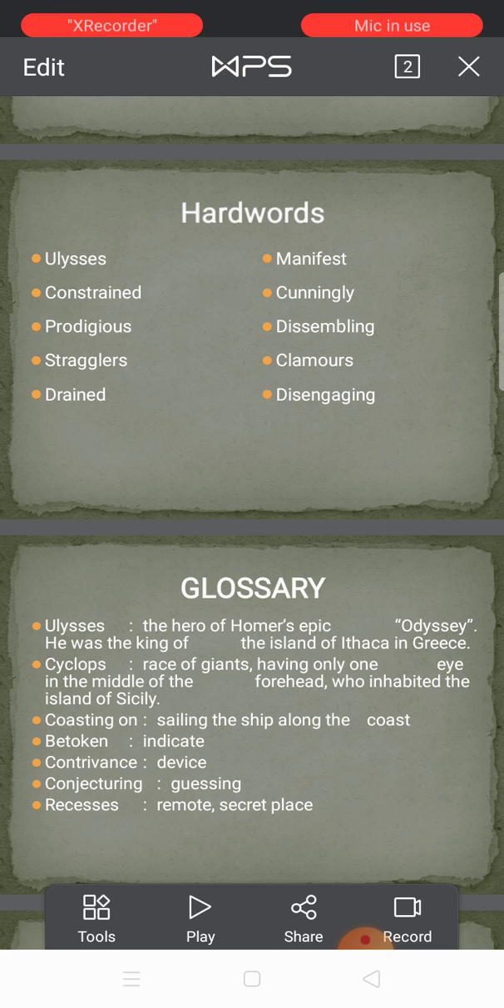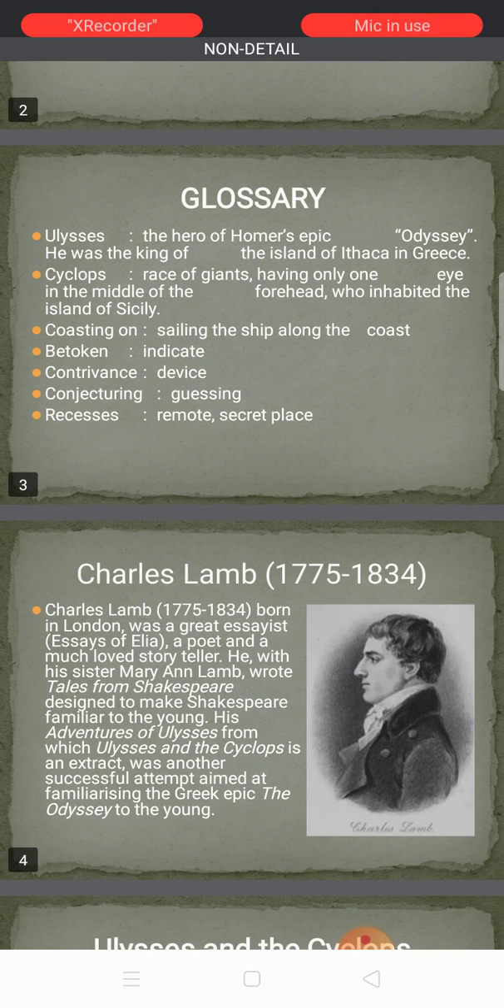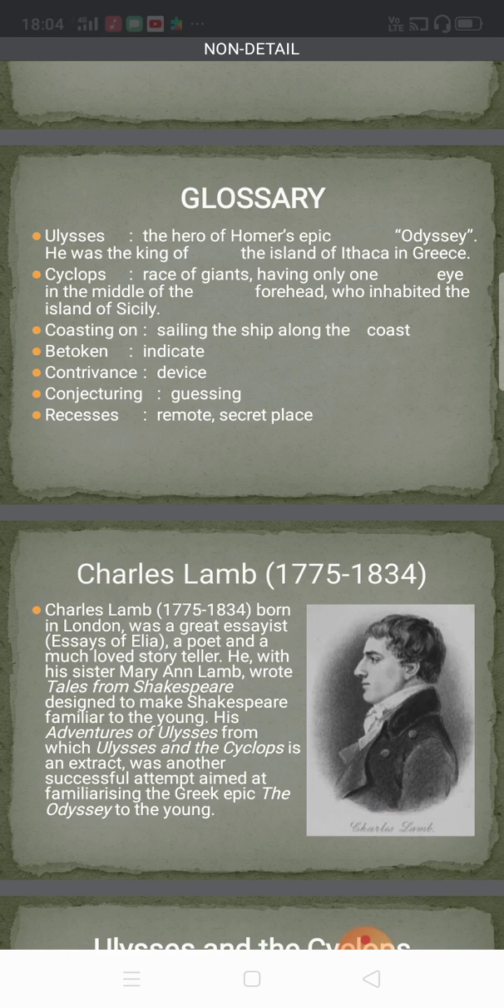Ulysses, constrained, prodigious, stragglers, drained, manifest, cunningly, dissembling, clamorous, disengaging. Now, the glossary. I will read Ulysses.